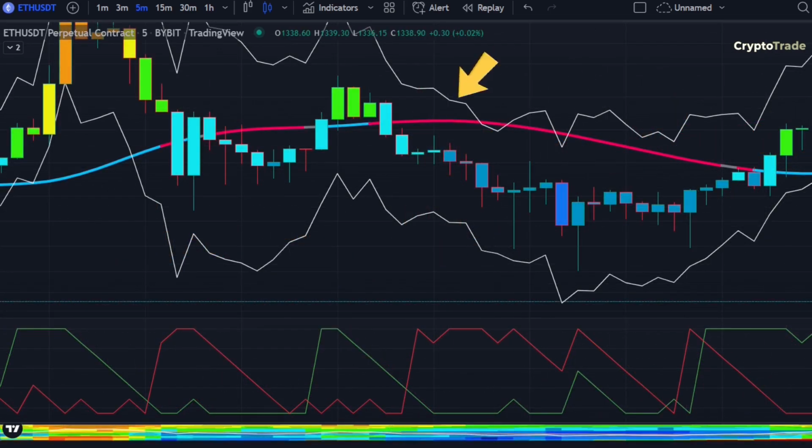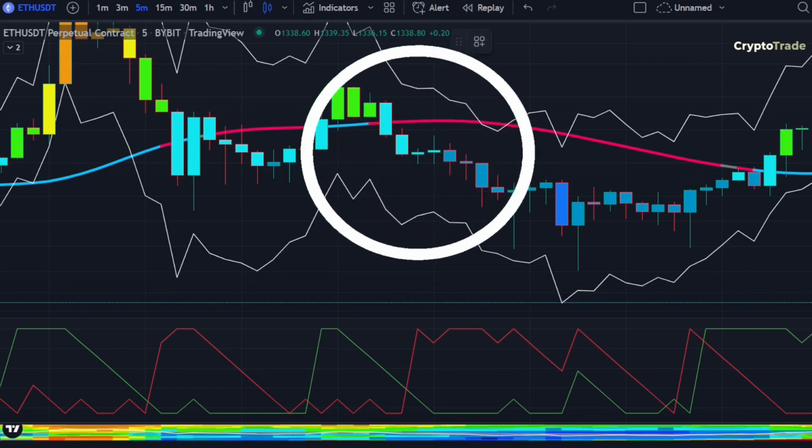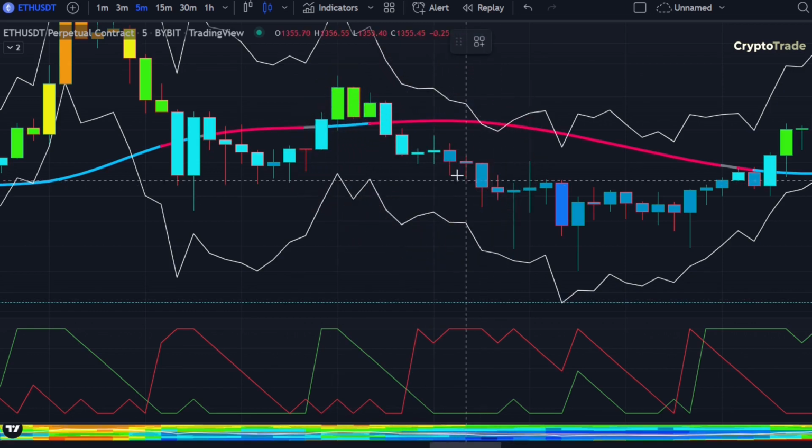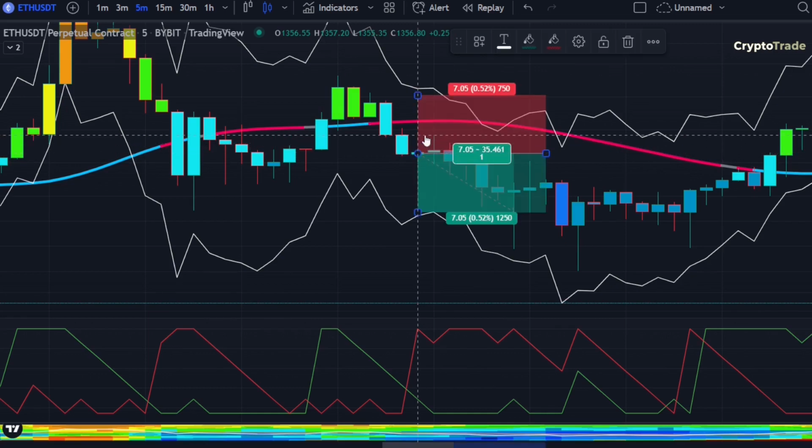For a sell order, the price must be below the SSL HYBRID and the line must be red. The AROON indicator red line must cross the green line upwards. The candle must be light blue or dark blue. If all these conditions are met, place a sell order at the close of the blue candle that has the signal given by the AROON indicator.